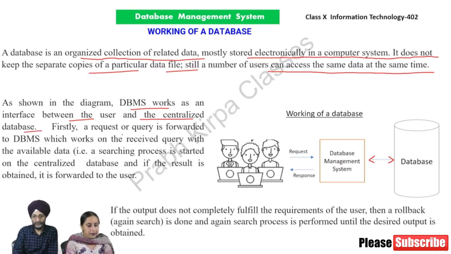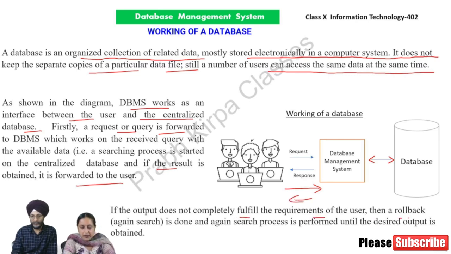Firstly, a request or query is forwarded to DBMS, which works on the received query with the available data. That is, a searching process is started on the centralized database, and if the result is obtained, it is forwarded to the user. If the output does not completely fulfill the requirements of the user, then a rollback against the search is done and the search process is performed again until the desired output is obtained.